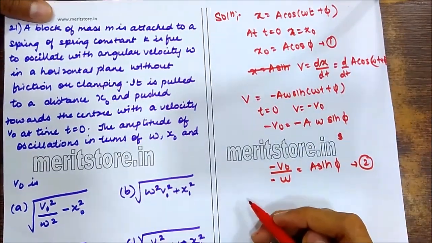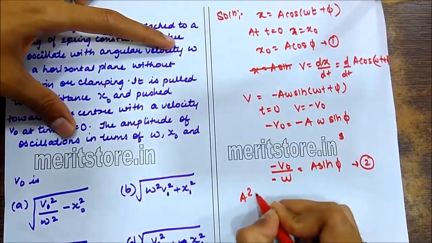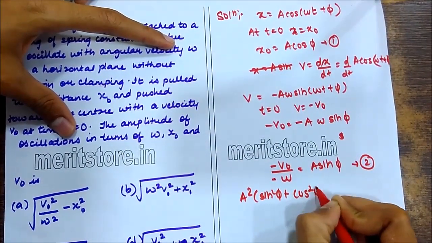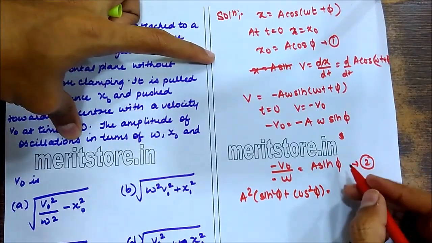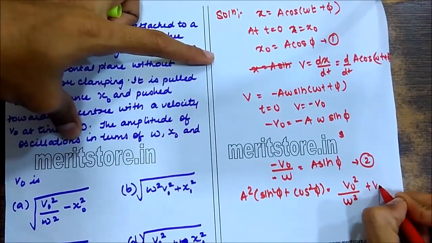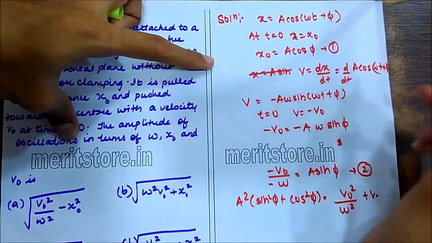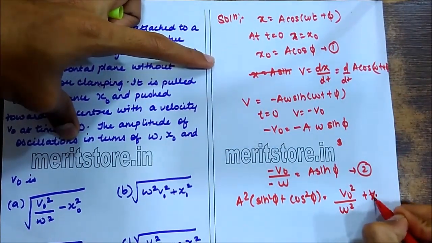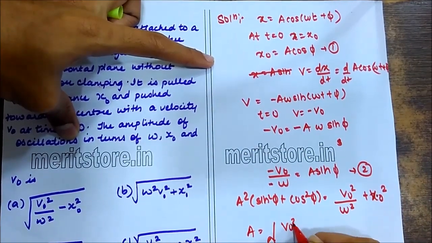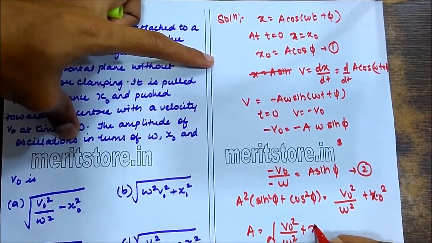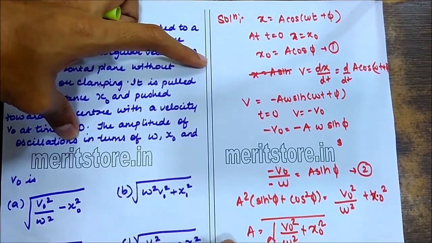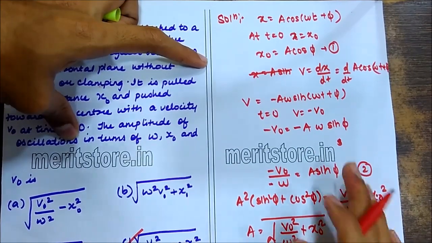So squaring and adding both the equations, we get a square (sin square psi plus cos square psi) equals v naught square upon omega square plus x naught square. So a becomes equal to under root of v naught square upon omega square plus x naught square. That is your option number D, v naught square upon omega square plus x naught square.